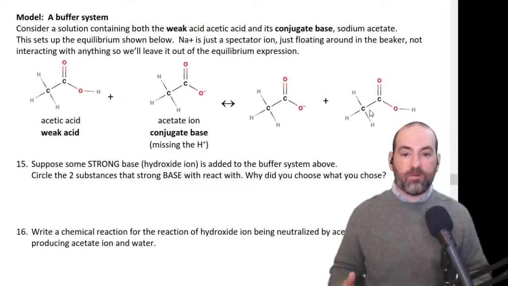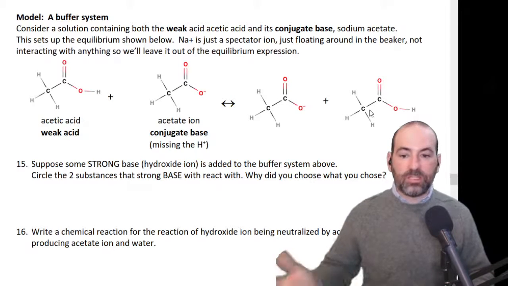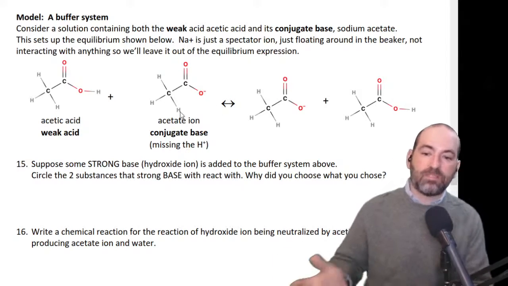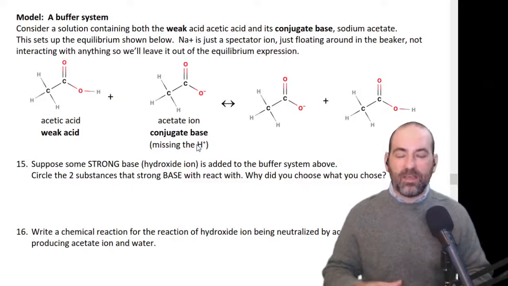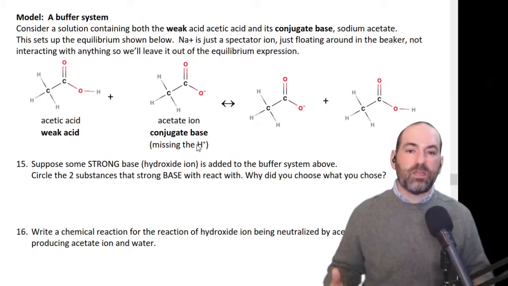Now there are limits, of course. Once you run out of weak acid and conjugate base of weak acid, once you've used it all up by adding a whole bunch of acid or base, then it will start to change its pH quite a bit.